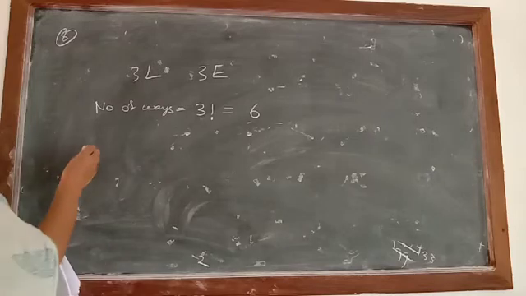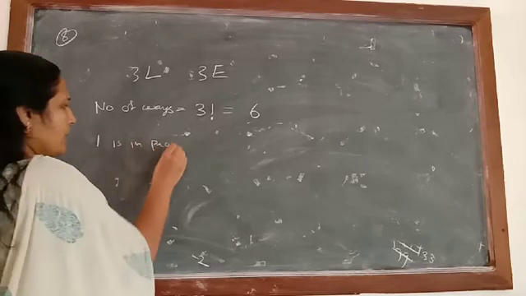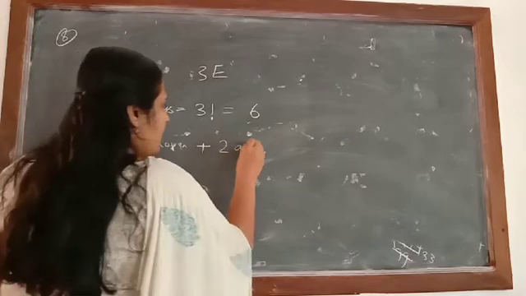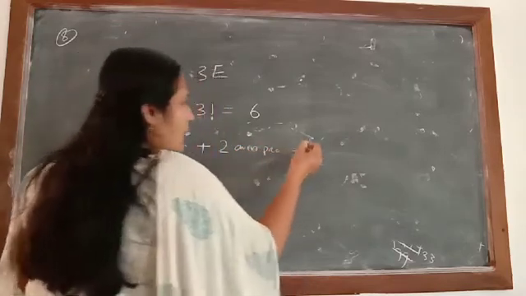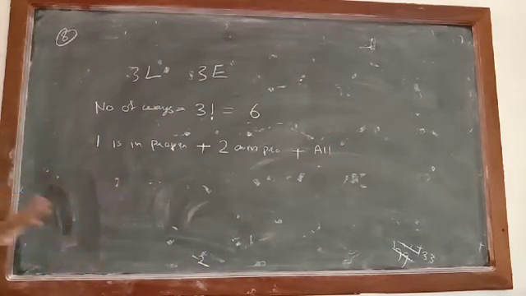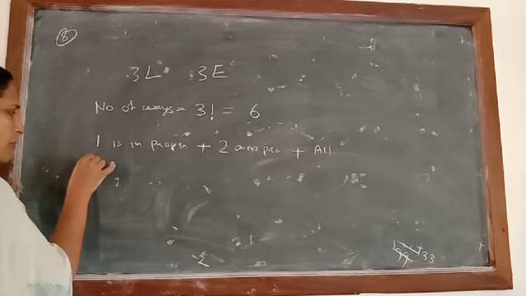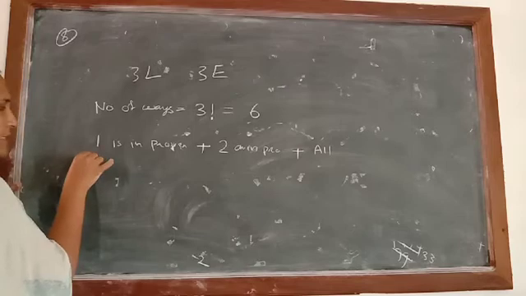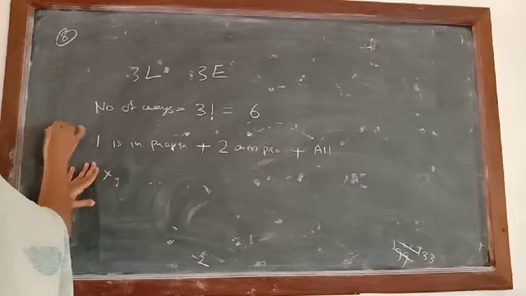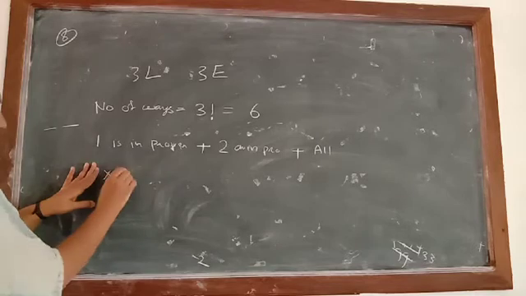At least one letter should be in the proper envelope means what will be the cases? One is in the proper envelope, or 2 are in the proper place, or all are in the proper envelope. Now we can check the first condition. The one is in the proper place. We have 3 envelopes. So out of these 3, suppose the first one is in the proper place. That can be done in one way only. Now remaining 2 envelopes are there and 2 letters. So they can be arranged in 2 factorial ways.